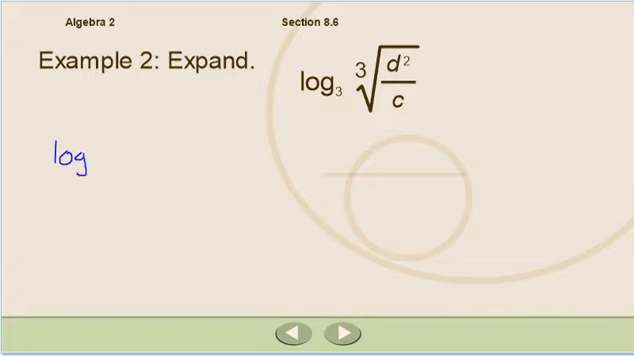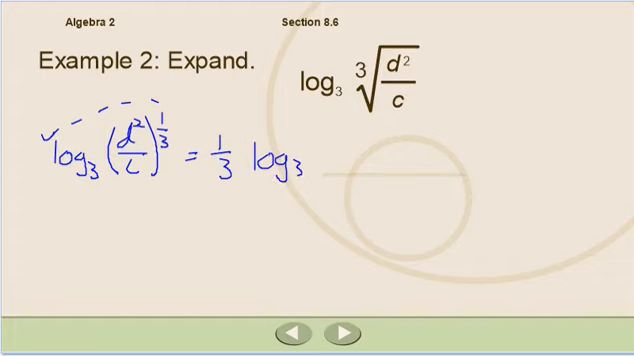I'll just rewrite this, but instead of having a cube root, we learned we can write that as a rational exponent, so this is d squared over c to the 1/3 power. And we can do this a couple different ways. Let's just start this way. This 1/3 is an exponent, so this can actually be moved out front by that power rule. And so we'll have 1/3 times the log base 3 of d squared over c.